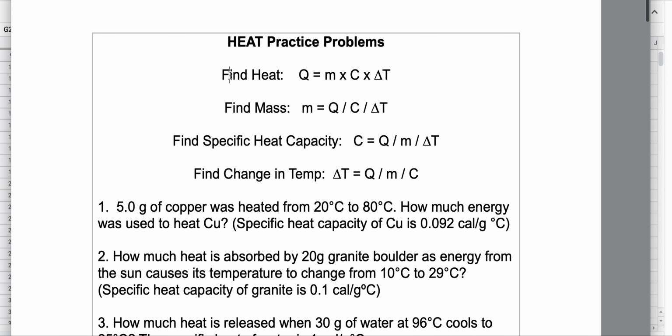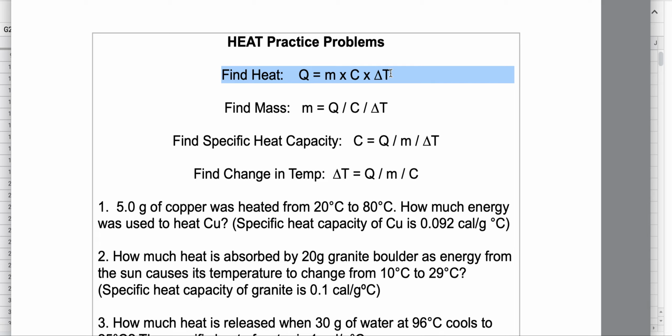So in our formula, when you want to find heat, then it is mass times the heat capacity times delta T, which is change in temperature. As the mass increases, heat increases. As this C value is bigger, depending on the substance, then the amount of heat that it can hold and absorb and transfer is bigger.